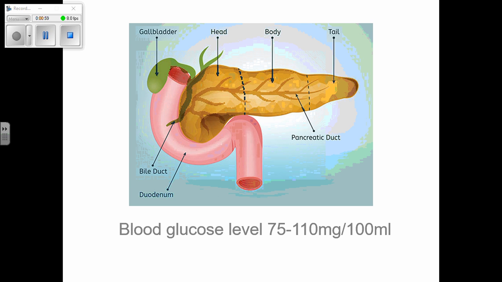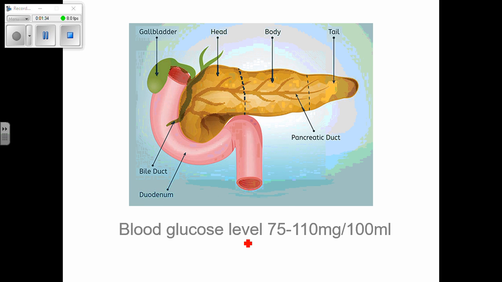Now here's a close-up of the pancreas. As you can see, the pancreas is over here. The pancreas has certain segments: it has a head, a body, and also a tail. For a normal human being, the blood glucose level is between 75 to 110, when you take about 100 ml of blood and check the blood glucose level. That is supposed to be a normal amount.